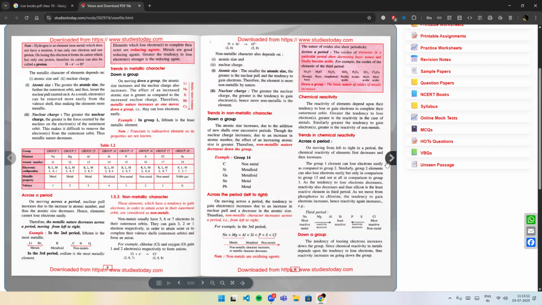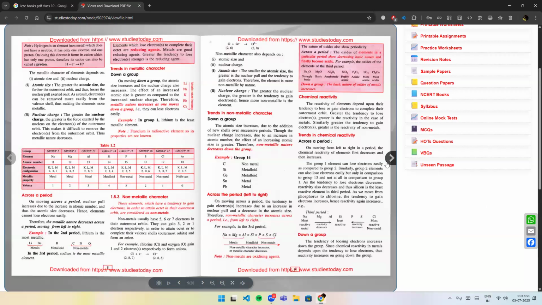Elements which lose electrons to complete their octet are reducing agents. Metals are good reducing agents. Greater the tendency to lose electron, stronger is the reducing agent. Trends in metallic character. On moving down a group, the atomic number increases and the nuclear charge also increases. The effect of an increased atomic size is greater as compared to the increased nuclear charge. Therefore, metallic nature increases as one moves down a group. For example, in group 1, lithium is the least metallic element. Note, francium is a radioactive element, so its properties are not known.